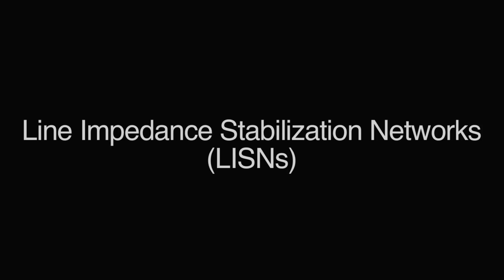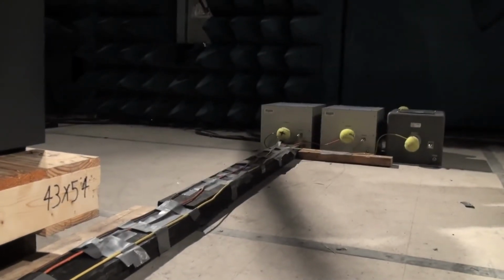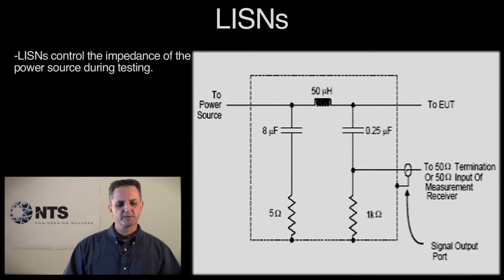The next piece of equipment that's used virtually for every test in 461 are called line impedance stabilization networks, or LISNs. They are used to control the impedance of a power source during testing.